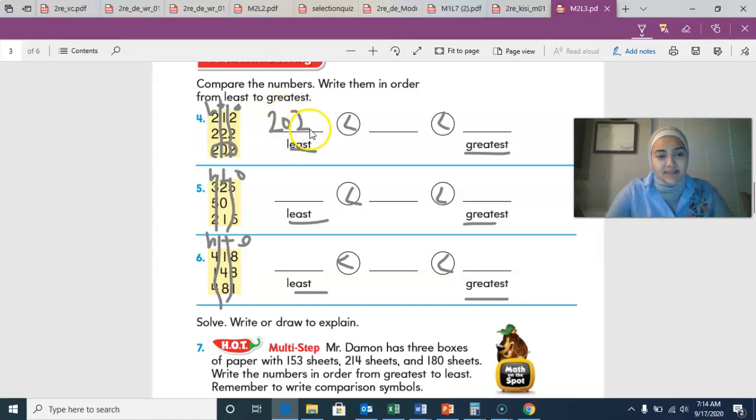And then looking, what's the next smallest number, 1 or 2? 1 is smaller than 2, so 212 would be the next. And then the largest number in the sequence would be 222. There, that's how that would look.